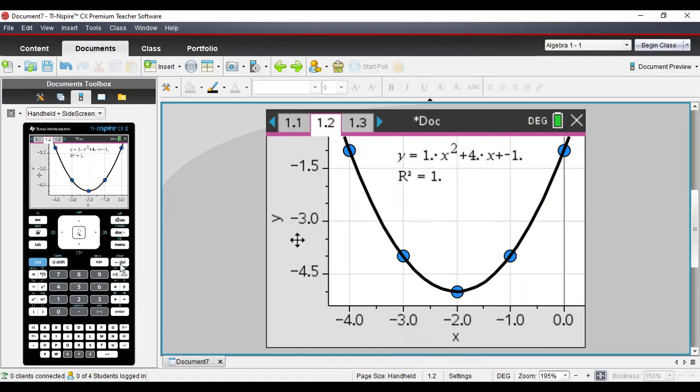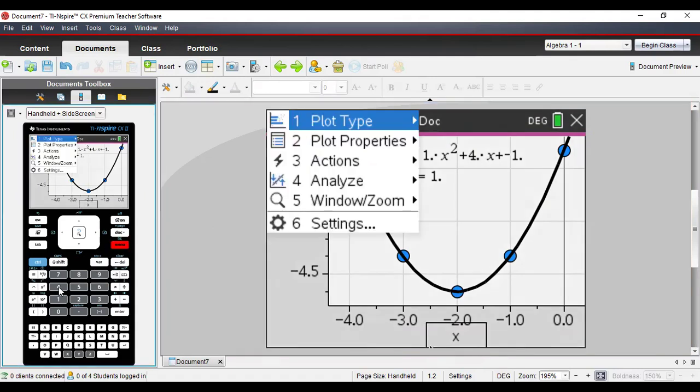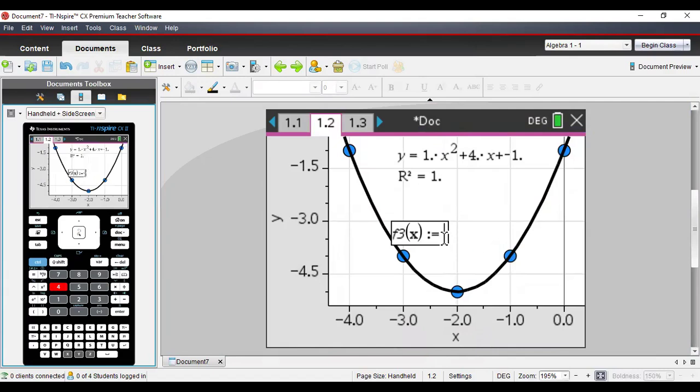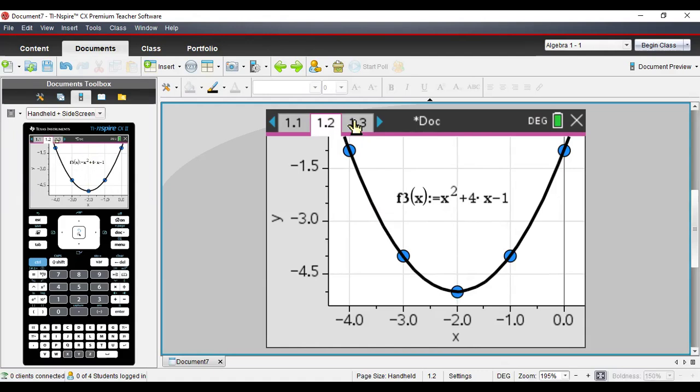Now I'm going to show you a way that you can key this in so that you're ready to graph. I'm going to go menu 44, and it's going to give me a box. And now I can just type in this. So this is going to be 1x squared, plus 4x minus 1. So that's what this is. I press enter. Now, this function is here.